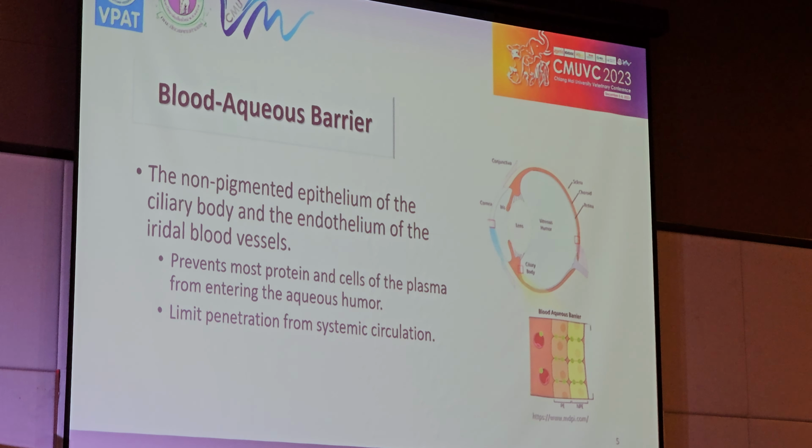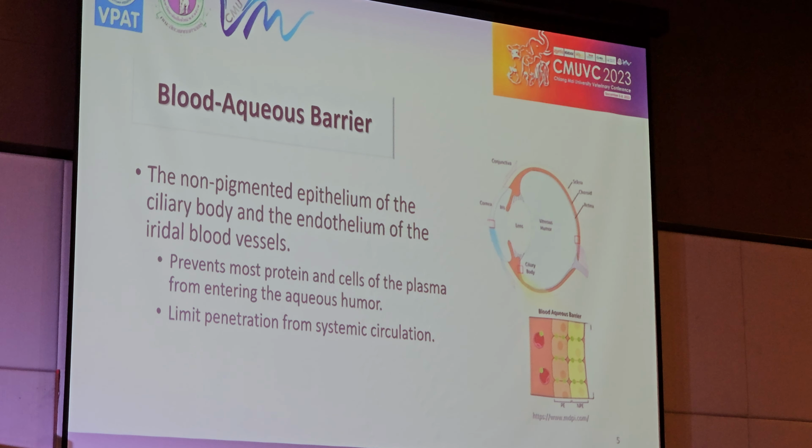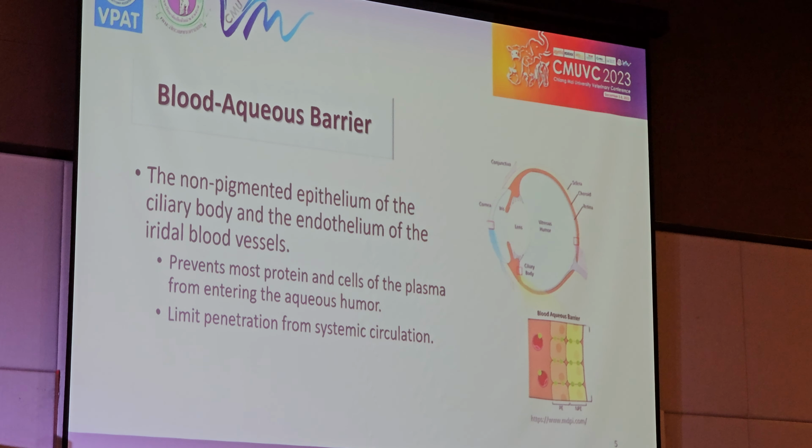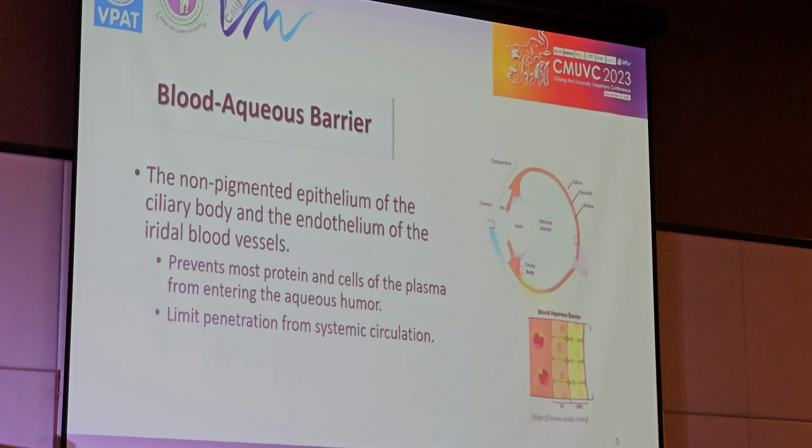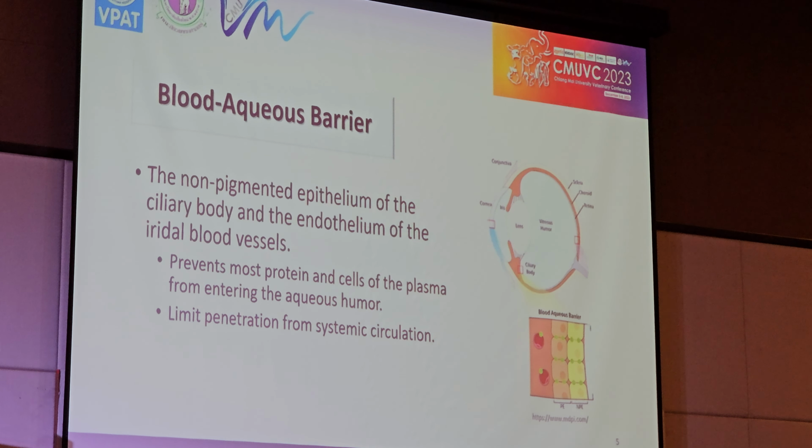The second one is the blood aqueous barrier. It is the barrier between the non-pigmented epithelium of the ciliary body and the endothelium of the iridal blood vessels. The function of this barrier helps prevent most proteins and cells from the plasma from entering into the aqueous humor and limits the penetration of substances from the systemic circulation into the eye.